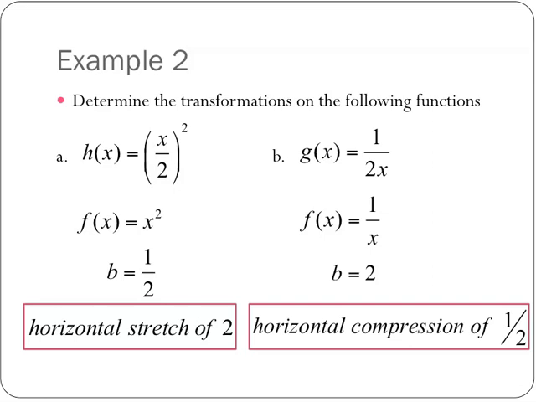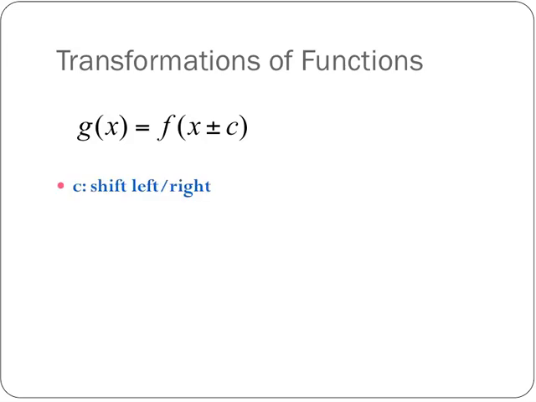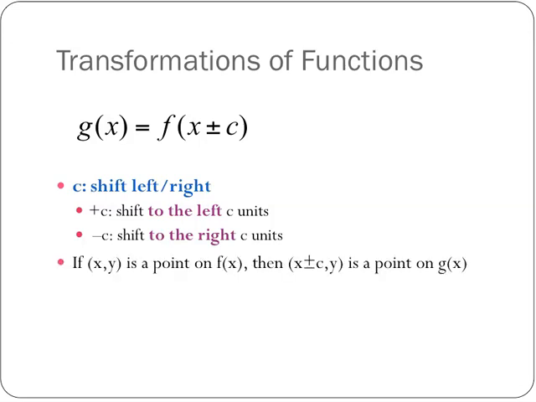All right, let's move on to the c value. So c shifts it left or right, and this is kind of the opposite of what you naturally think. So if you have plus c, it will shift to the left by c units. If you have minus c, this will shift to the right by c units. In terms of a specific point from the parent function, if you have some point x, y, then on the transformed function, that's going to be x plus or minus c, comma y.